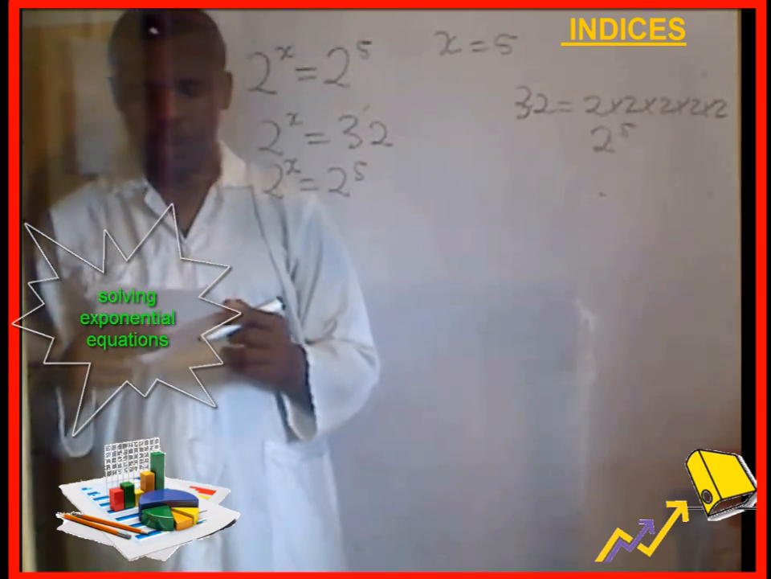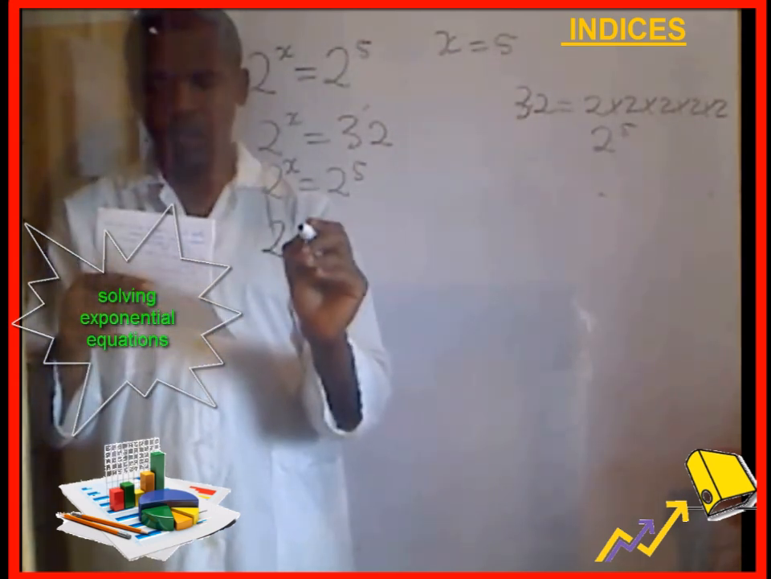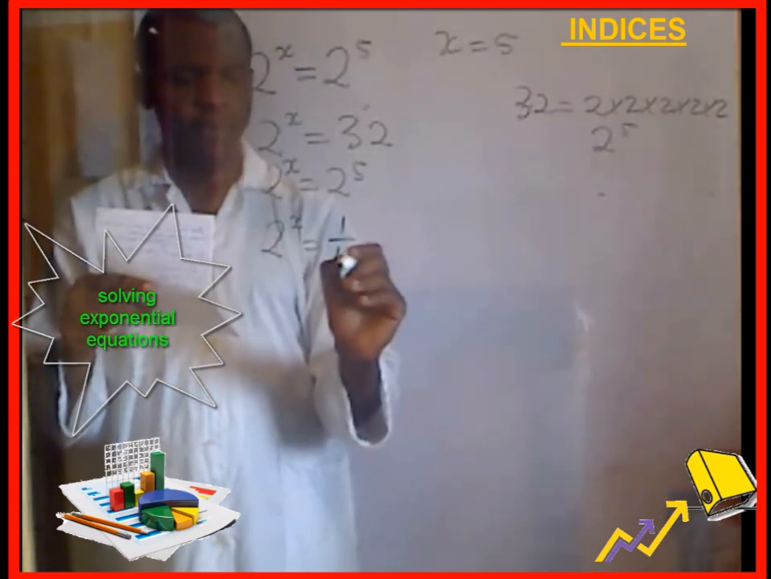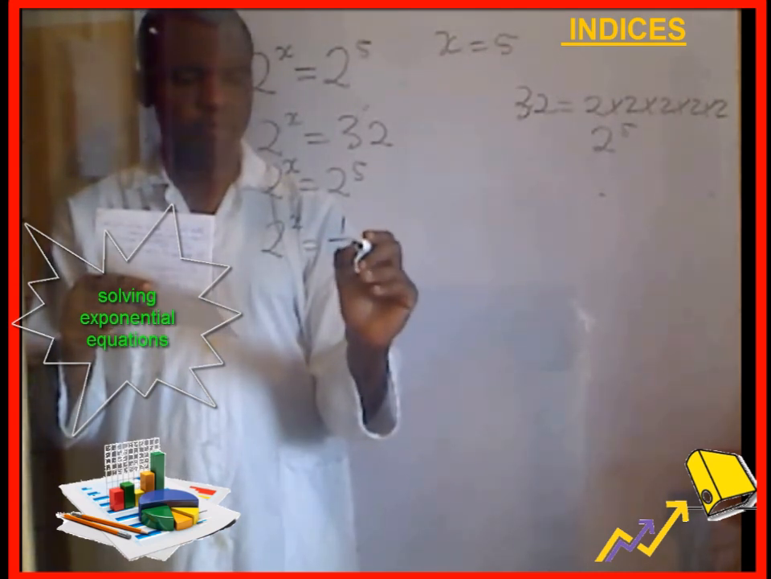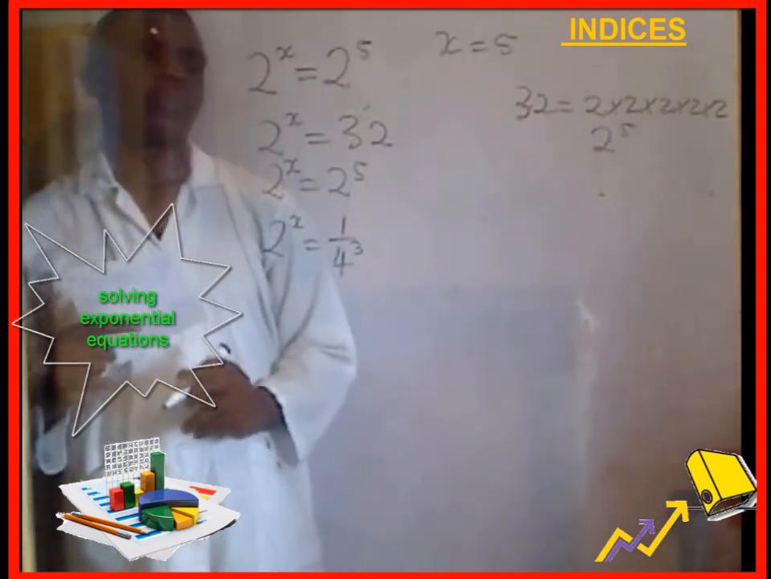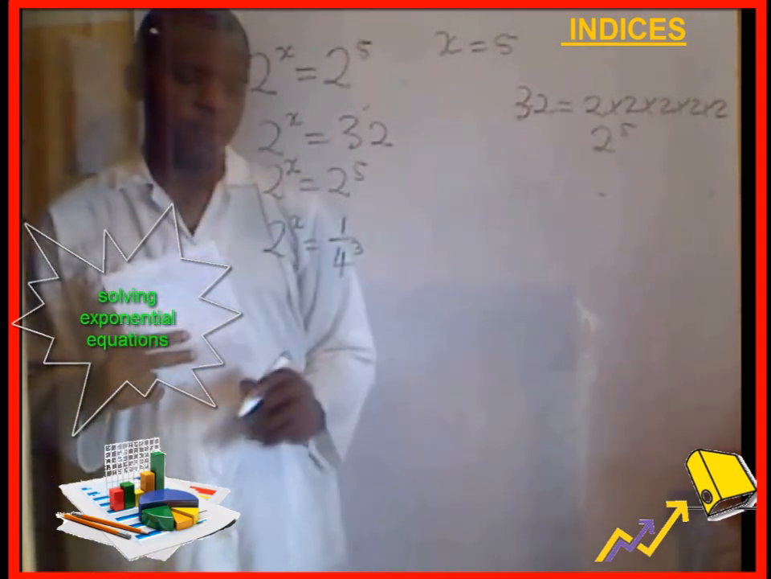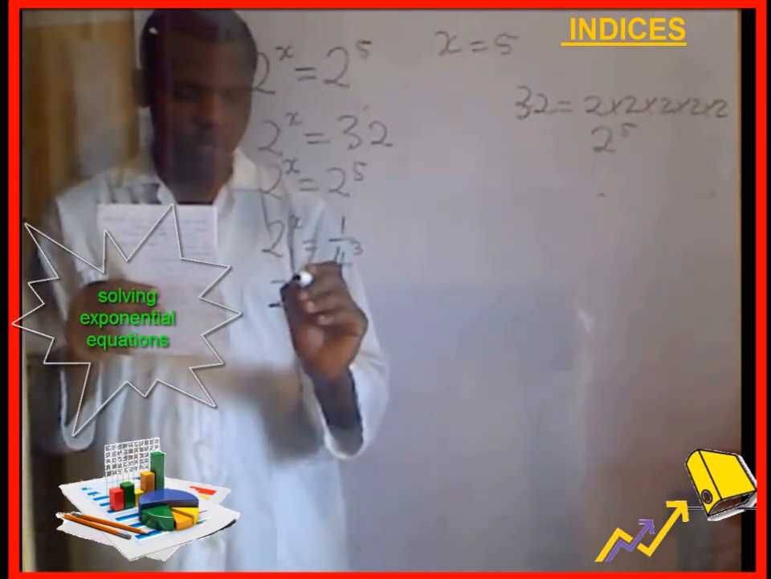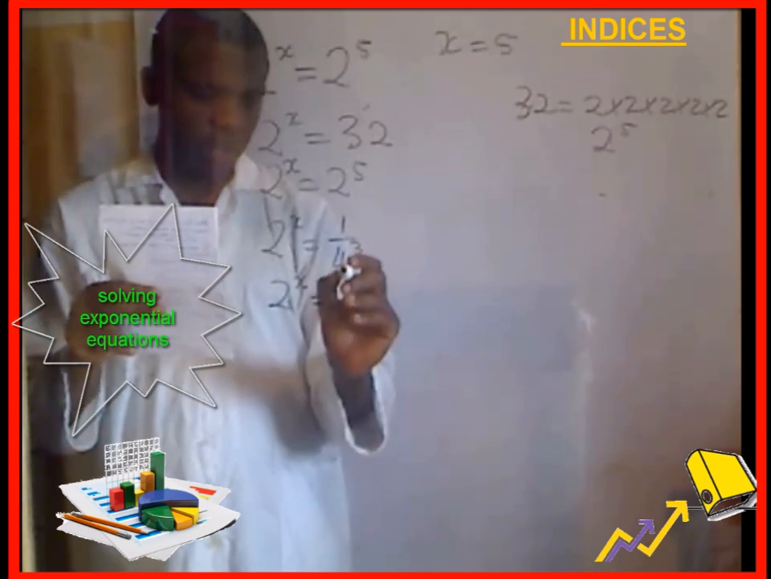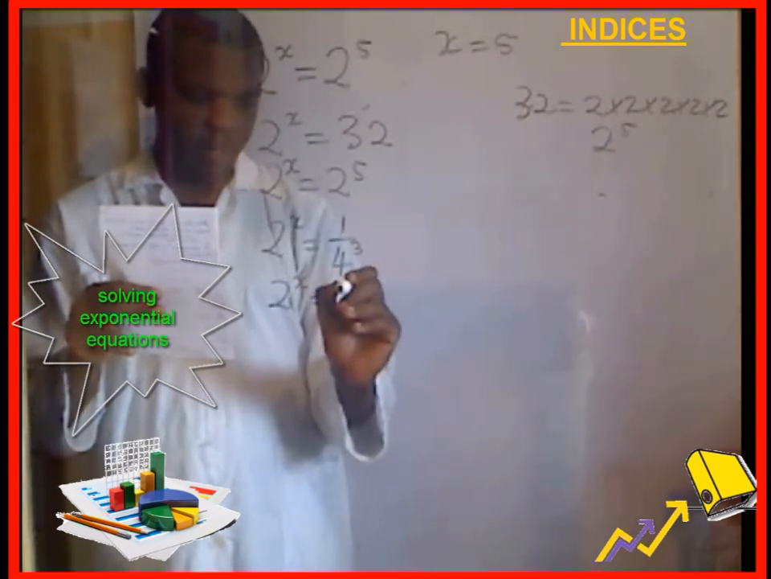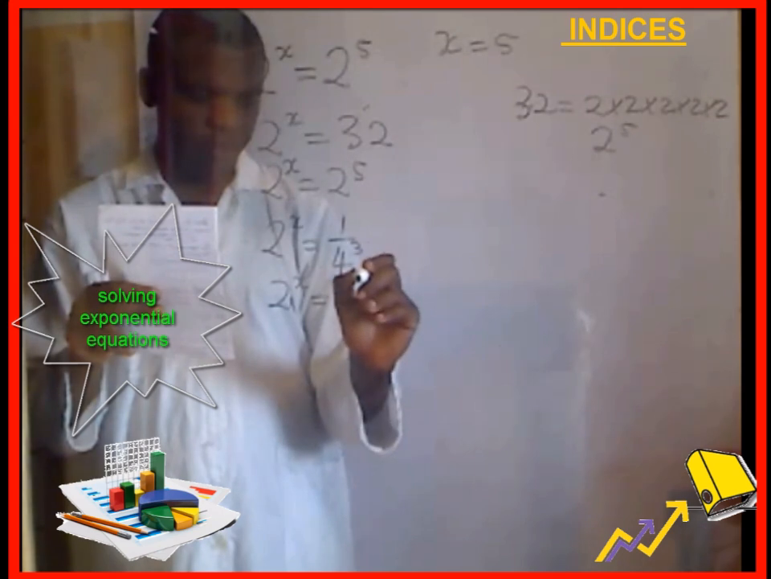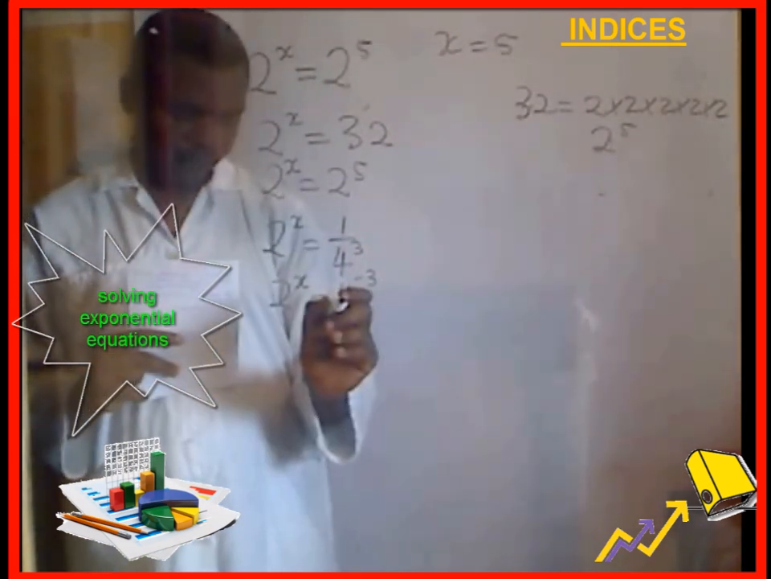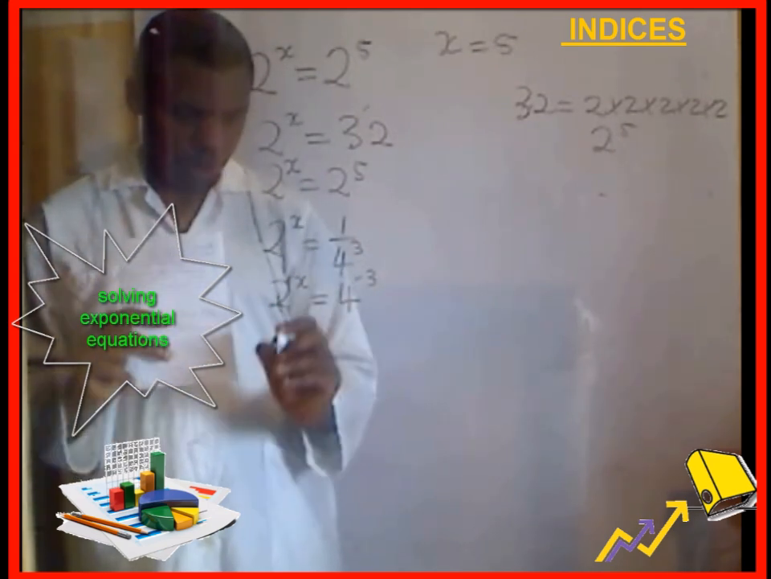Let's look at this example here. 2 raised to the power x is equal to 1 all over 4 raised to the power 3. We recognize this form here, and from our laws of indices, we'll see that 2 raised to the power x will be equal to, this relates to negative indices, so this is 4 raised to the power minus 3. We don't yet have the same base, but we'll find here that 4 can be expressed in base 2.